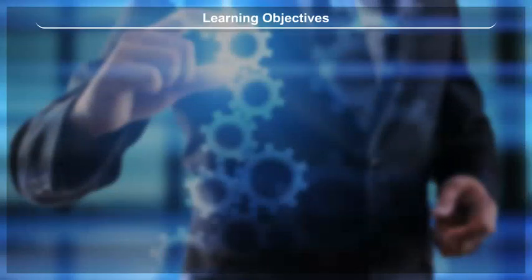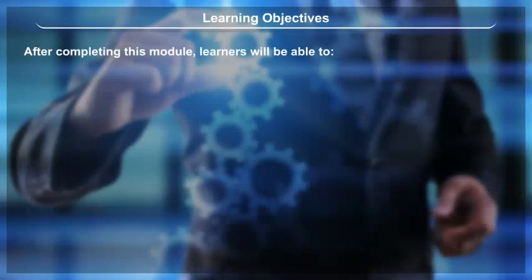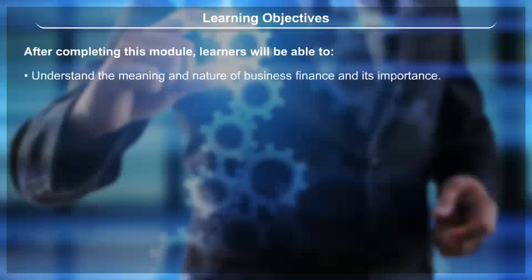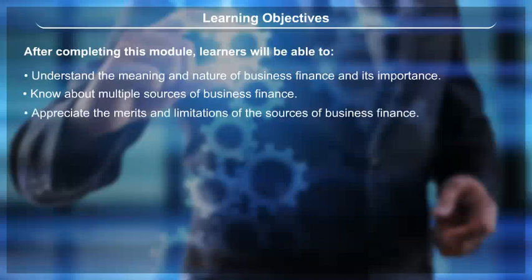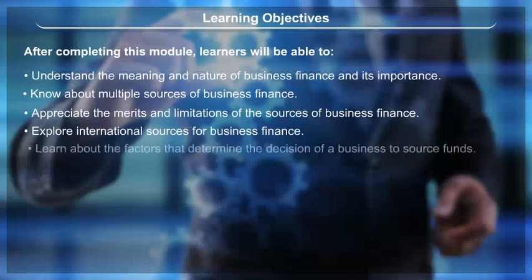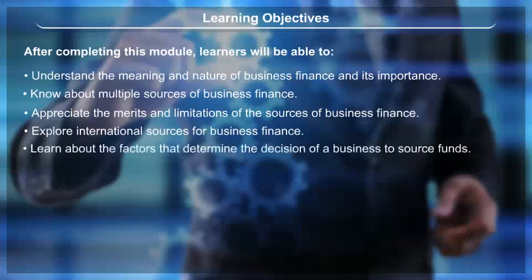Learning objectives. After completing this module, learners will be able to understand the meaning and nature of business finance and its importance. Know about multiple sources of business finance. Appreciate the merits and limitations of the sources of business finance. Explore international sources for business finance and learn about the factors that determine the decision of a business to source funds.